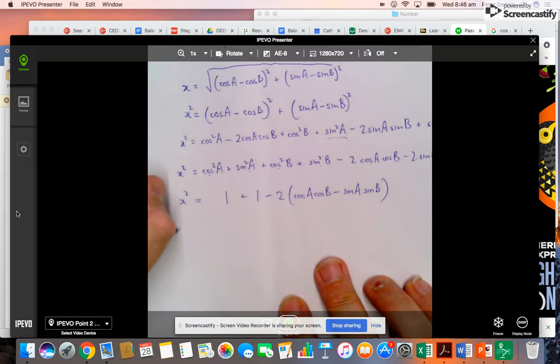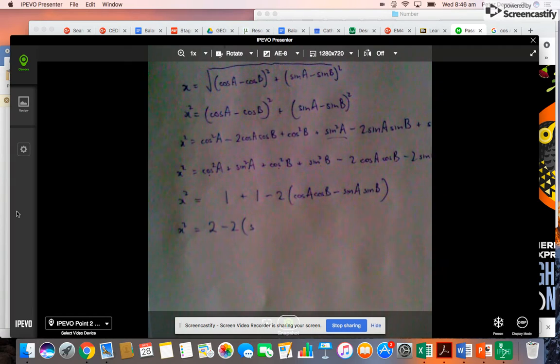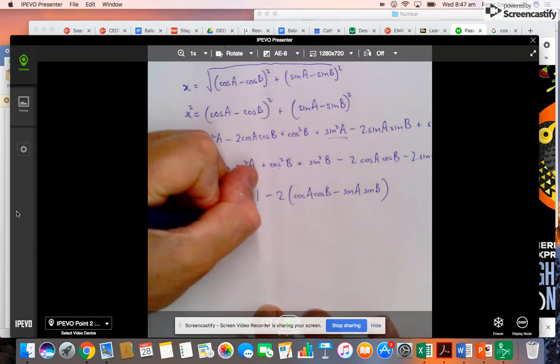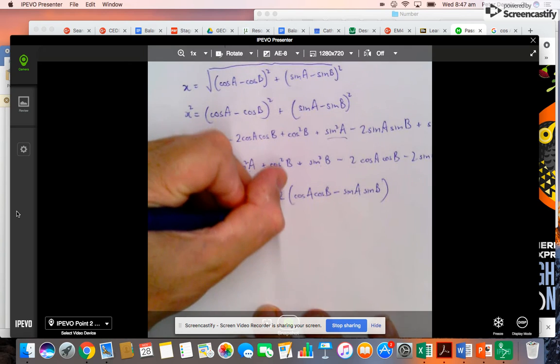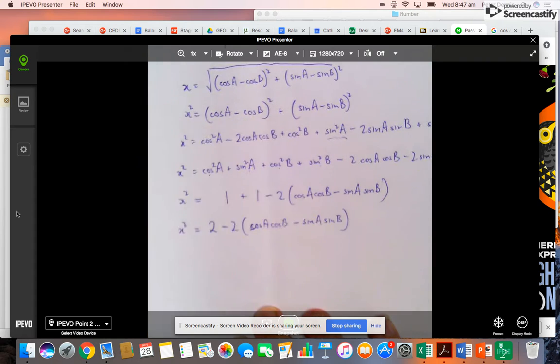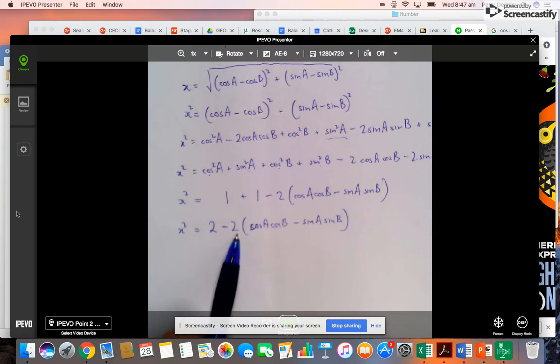And the really nice thing about that is if I simplify it, we get x squared equals 2 minus 2 lots of, oh, hang on, we've just lost light. Two lots of cos A cos B minus sine A sine B. And if we look back at this other formula here, it's pretty much the same formula. This is what we had. We had x squared equals 2 minus 2 lots of this. Here we've got x squared equals 2 minus 2 lots of this.